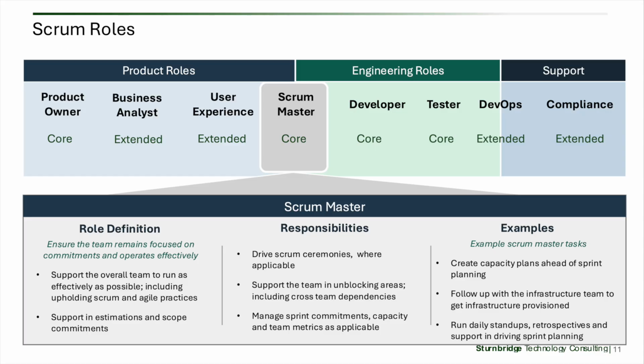Some examples of the Scrum Master tasks are creating capacity plans ahead of sprint planning, following up with the infrastructure team to get infrastructure provisioned so the team can deploy their application, and making sure that the infrastructure team is on time with that provisioning. And as I mentioned before, running daily stand-ups, sprint retrospectives, or driving sprint planning. We'll talk a little bit more about those Scrum cadences once we get through the core roles.